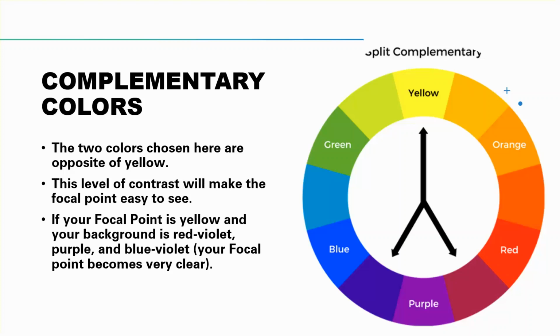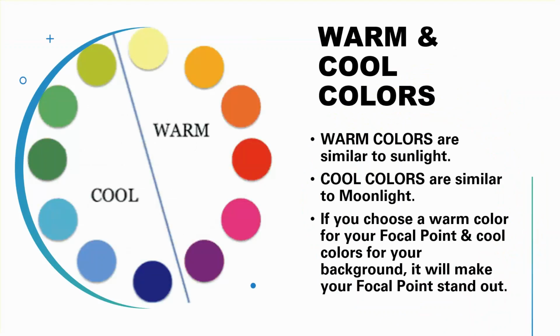Another color scheme you can choose to make sure your focal point stands out is a really simple one: warm and cool colors. Warm colors are similar to sunlight, cool colors are similar to moonlight. If you choose bright colors next to darker colors, aka warm and cool, it makes it super easy for your focal point to stand out. If you choose a warm color for your focal point and cool colors for your background, your focal point stands out because they're so different.